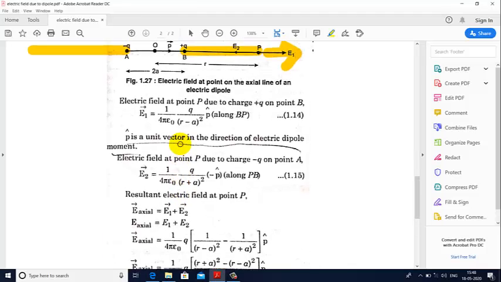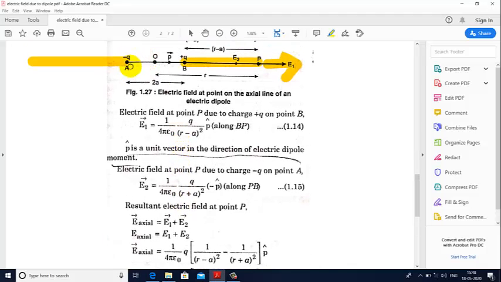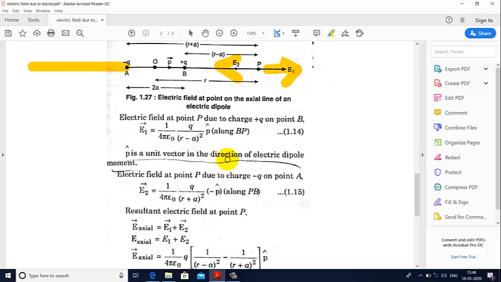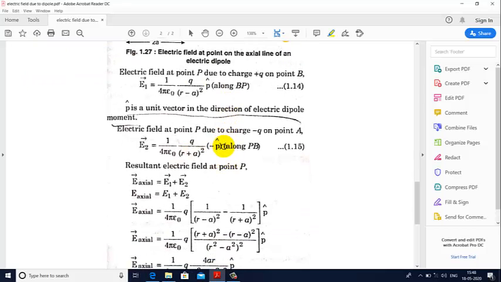Okay. So now for a negative charge, the direction of electric field is toward charge. So due to negative charge, the direction of electric field will be in this direction. E2 will be in this direction. So if this direction is P cap, then this direction will be denoted by minus P cap. So that's why we denoted E2 by minus P cap.